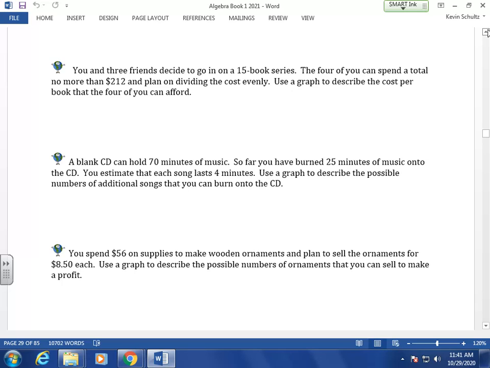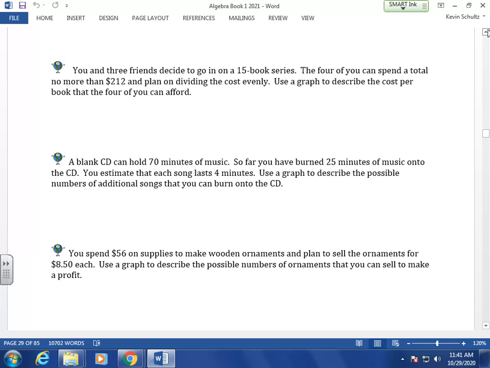Okay. So of the 70 minutes that are available, so far you have filled 25 minutes of music. You estimate that each song lasts 4 minutes. Use a graph to describe the possible numbers of additional songs that you can put on the CD. So 70 total. You've already used 25 of it. If each song is 4 minutes long, how many more can you put on?